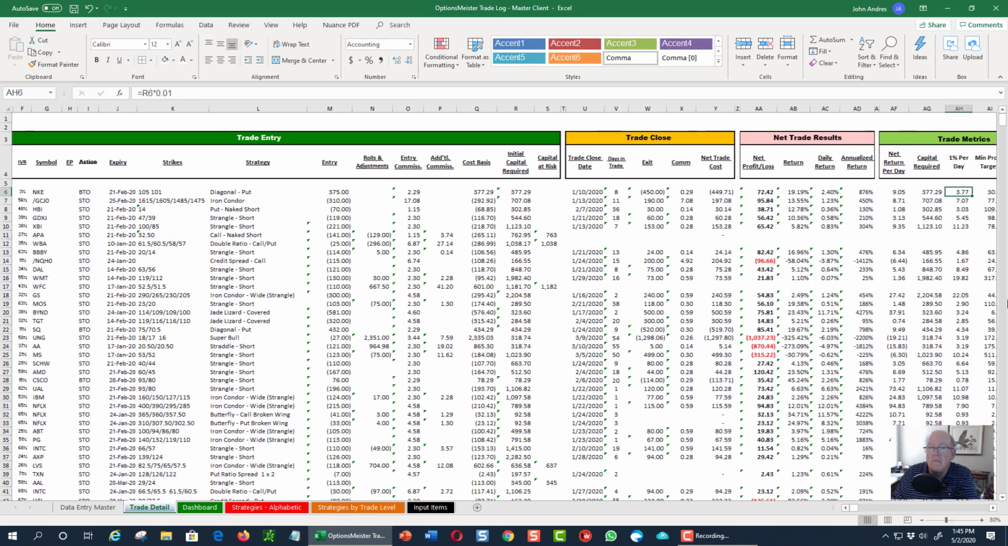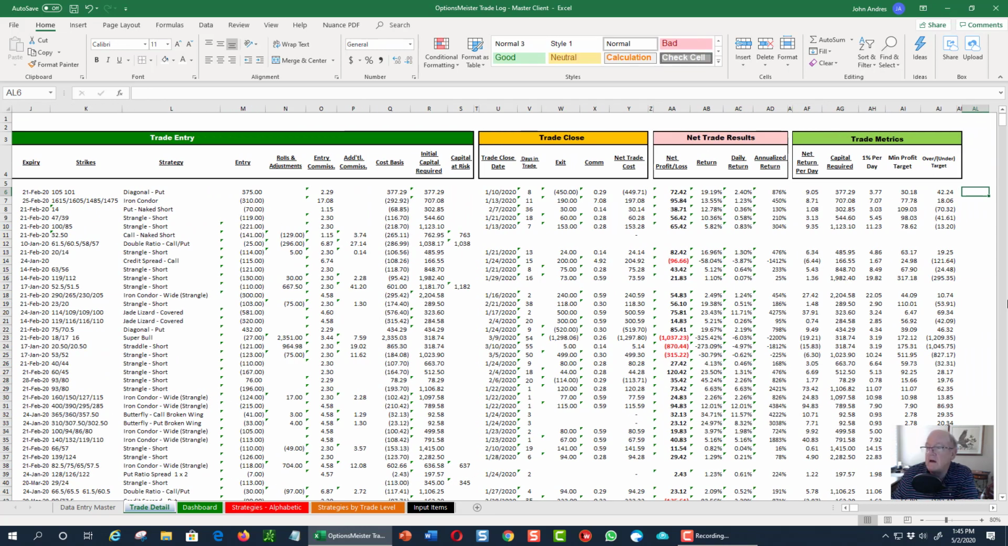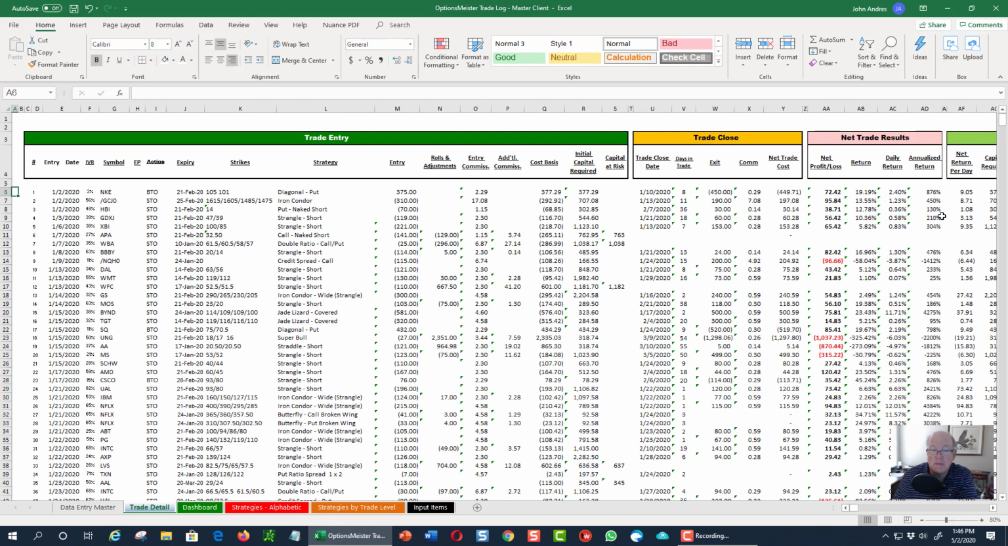The net return per day, I don't really pay a whole lot of attention to these anymore, but they are calculated by virtue of copying the cells. Capital required, it picks up this number from over here, and then it tells you 1%, how much is 1% a day. I used to really focus on the 1% a day metric and whether I'm over or under my profit. But this light green section, trade metrics, I don't pay a whole lot of attention to it anymore with all that we have going on.